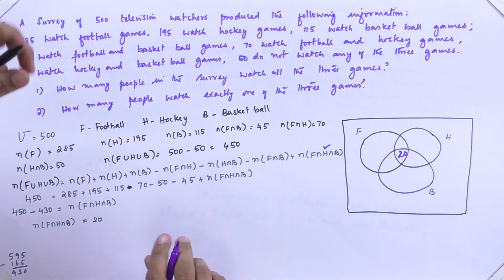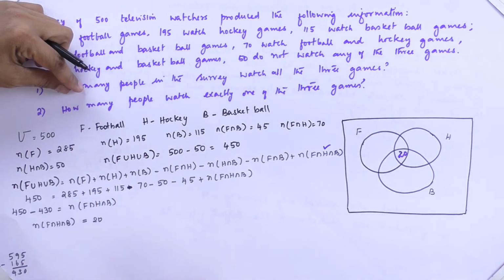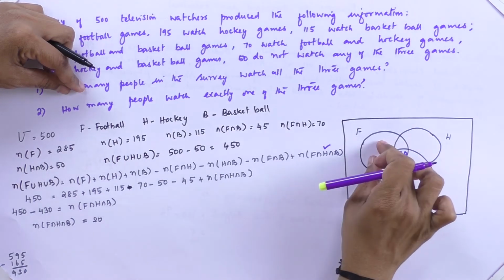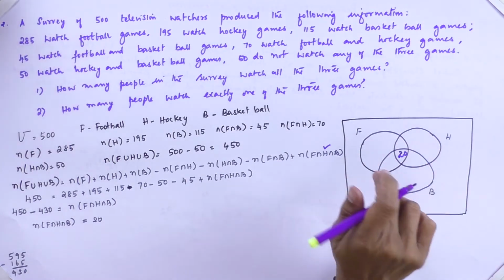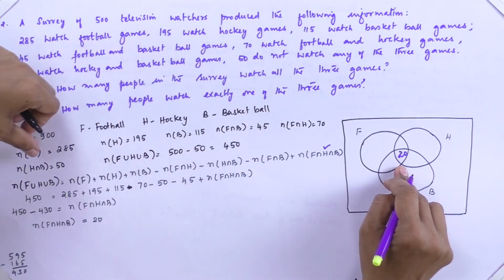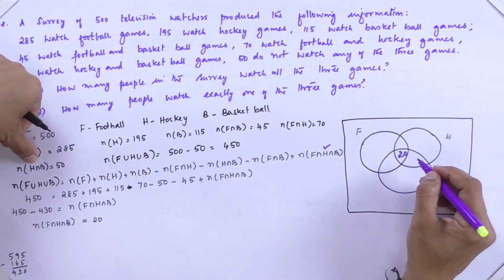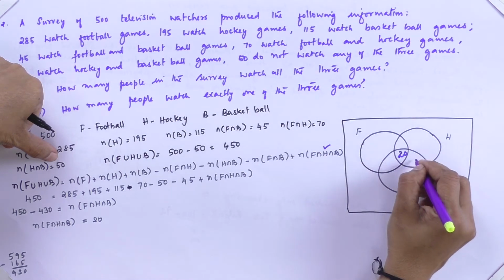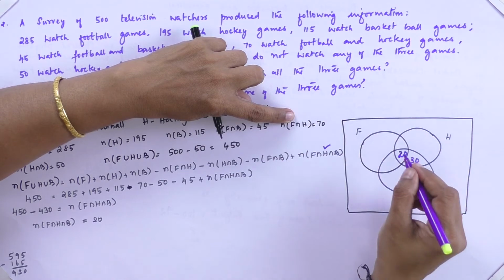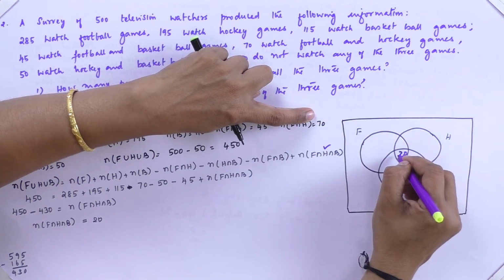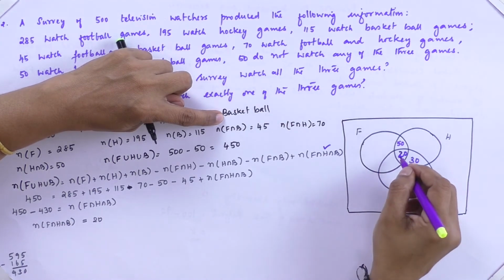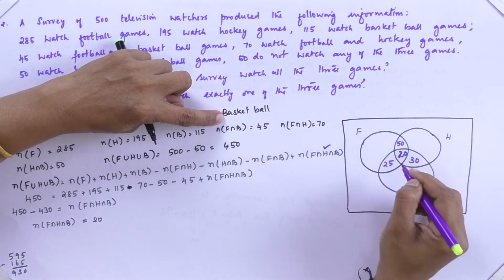And now from that we can find the rest. How many people watch exactly one of the 3 games? Either football alone or hockey alone or basketball alone. This is 20, so we can go in the reverse manner. H intersection B is given to be 50, so already 20, therefore this will be 30. Then F intersection H is 70, 20 is here, so 50. And F intersection B is 45, so 20 is here, it is 25.